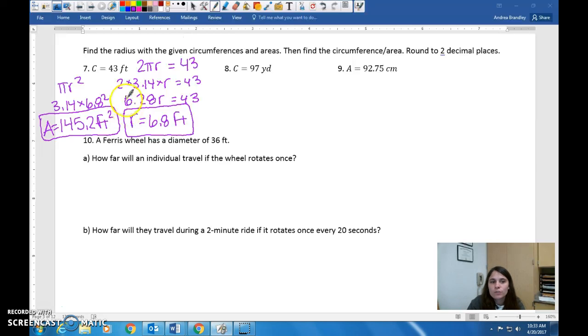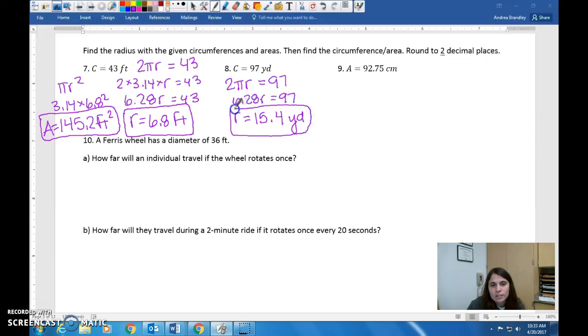Okay, so hopefully you've tried that now. So our circumference is 2 pi r, and that's equal to 97. I already found over here that 2 times pi is 6.28 times r equals 97. When I divide both sides by 6.28, my radius is equal to 15.4 yards.